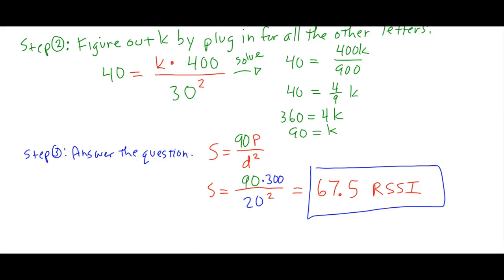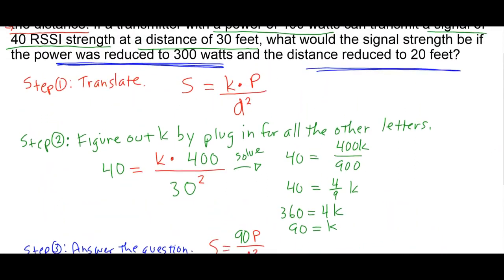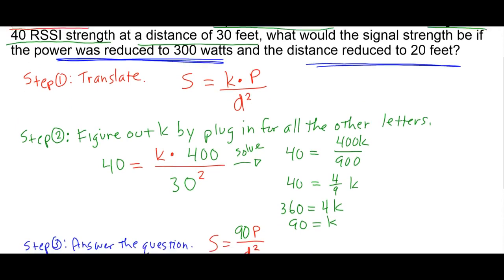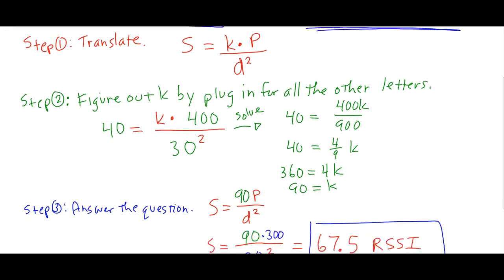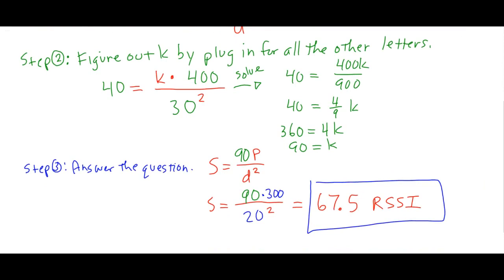So with these variation problems, first you have to memorize what direct and inverse mean. But once you know what direct and inverse mean, then you need to practice problems like this so you get used to these 3 steps. First you translate using what the word direct and what the word inverse actually mean. Then you plug in for all the variables except K and figure out what K is. And then you answer the question by using the general form with the K plugged into it. That's how you do variation problems.